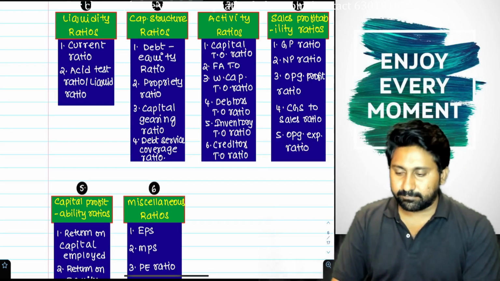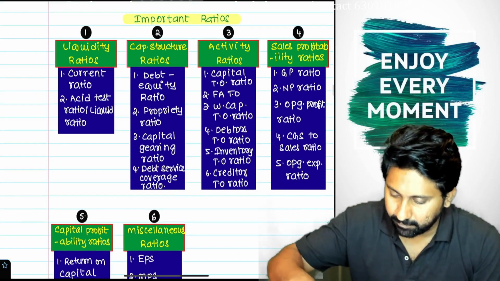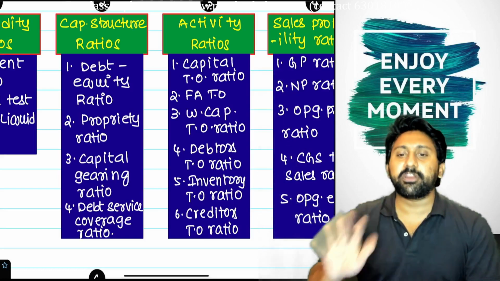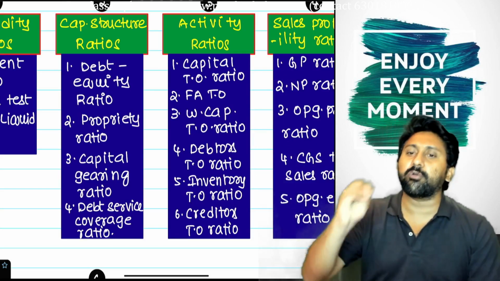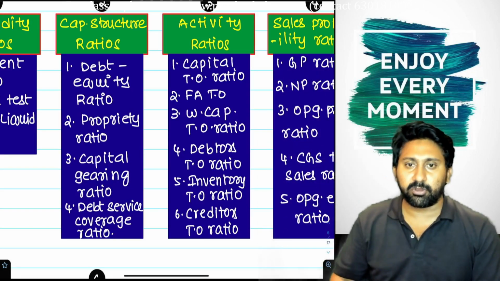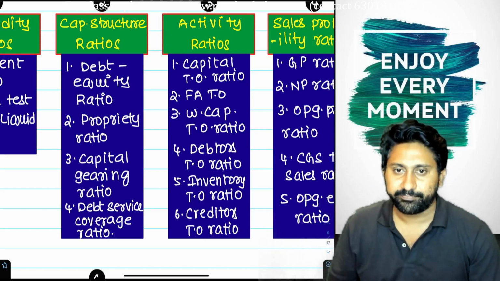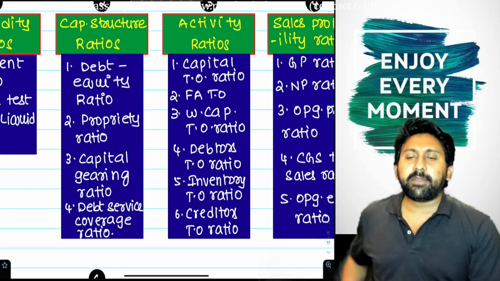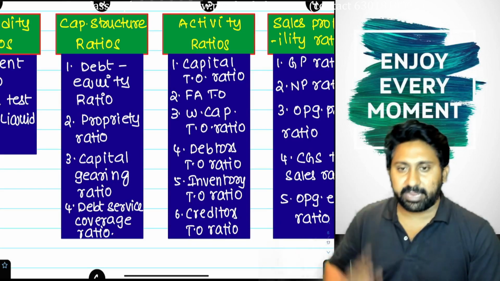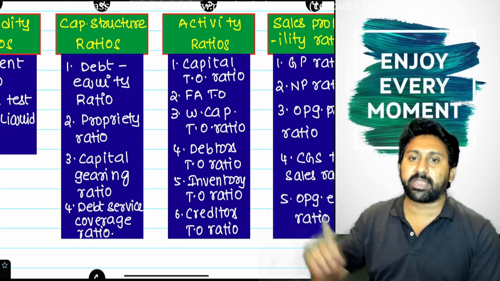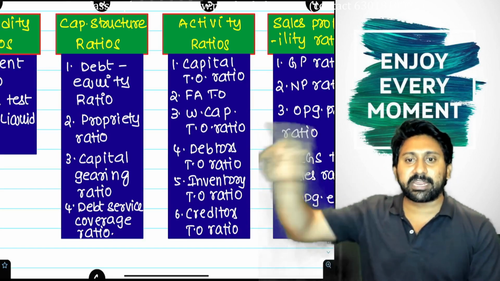Activity ratio. Activity ratios are also called turnover ratios. Turnover will come in the numerator. Capital turnover ratio: turnover by total capital employed. Capital employed means I will employ my capital to purchase fixed assets and current assets. Therefore, separately we will calculate two more: fixed asset turnover and working capital turnover.